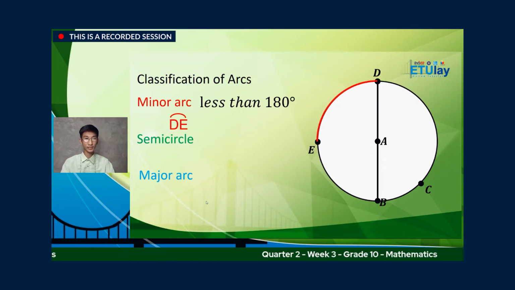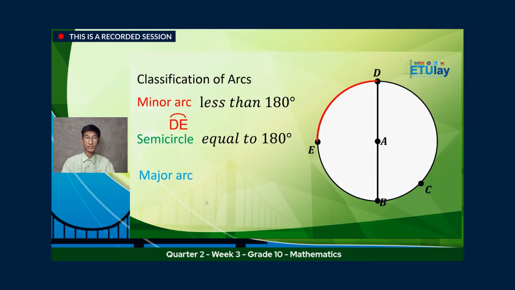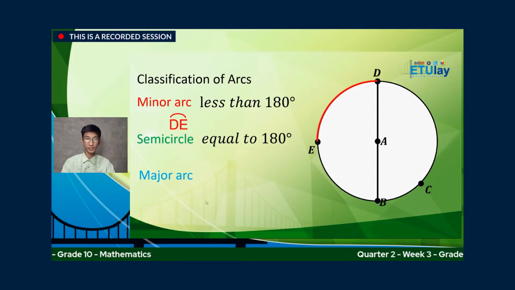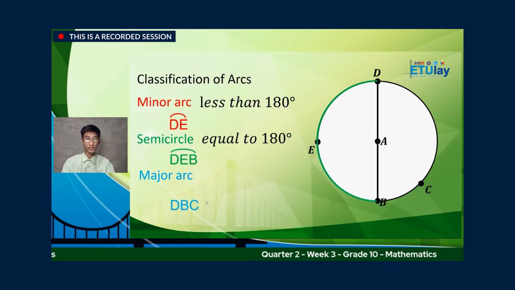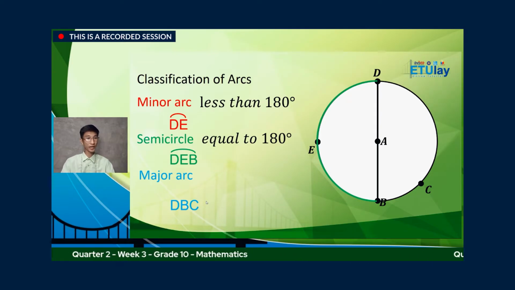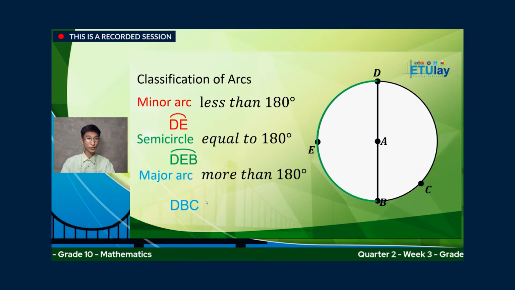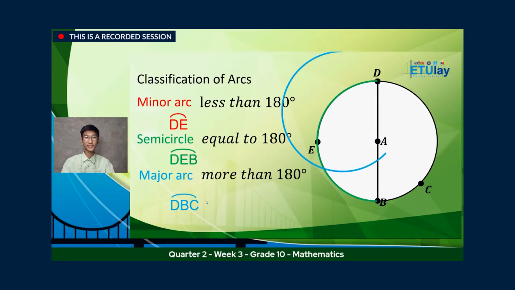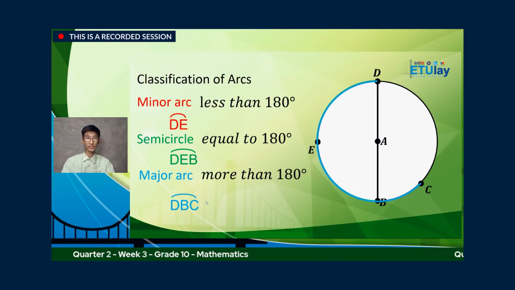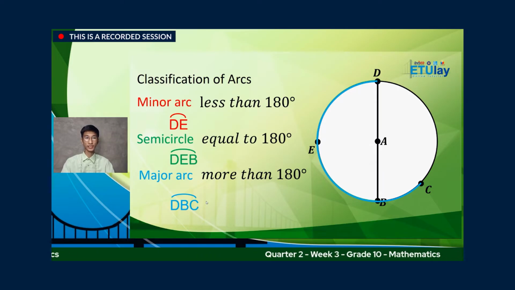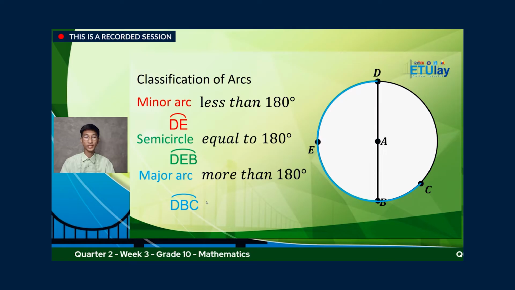How about semicircle? When we say semicircle, it is half of a circle, and it measures equal to 180 degrees. An example of a semicircle is arc DEB. Yan. How about major arc? When we say major arc, it measures more than 180 degrees. And an example of major arc is arc DBC, di ba? Lumagpas niya. Mas malaki siya kaysa sa semicircle. So, minor arc, less than 180 degrees. Semicircle, equal to 180 degrees. And major arc, more than 180 degrees.